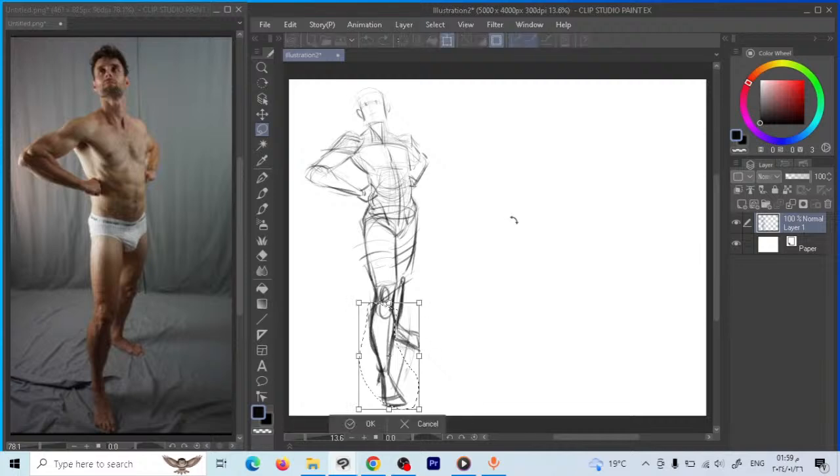Let's see here. Let's get it this way. I kinda like to make the legs kinda tall, kinda long.